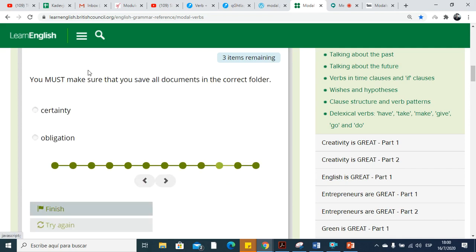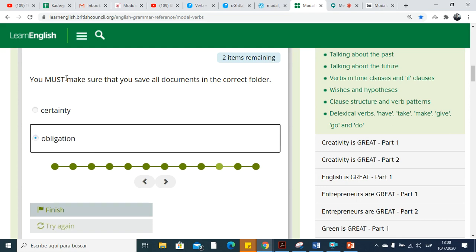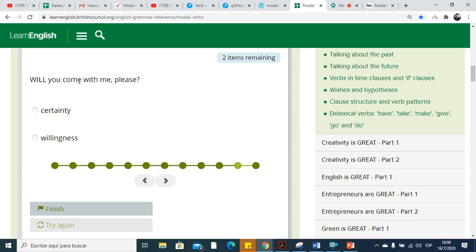Es una certeza. You must make sure that you save all documents in the correct folder. Daniel, obligation or certainty? I'm sure you said it is an obligation. Yes, very good. You must make sure, debes asegurarte de guardar todos los documentos en la carpeta correcta. So, es una obligación.